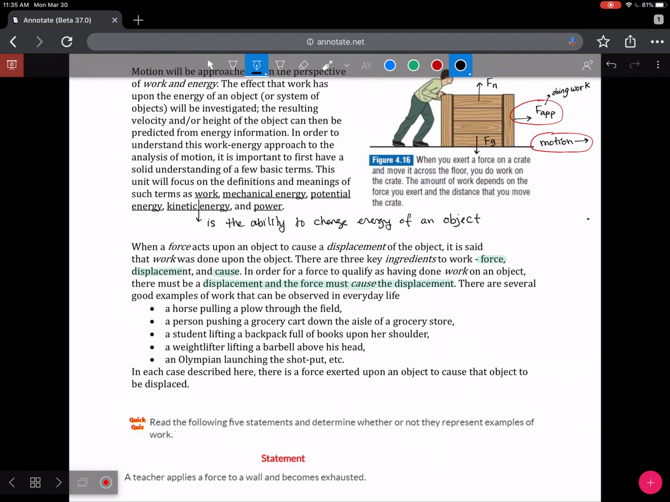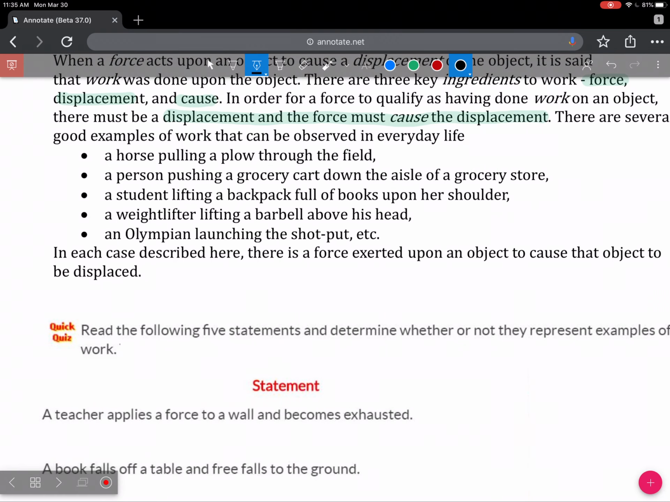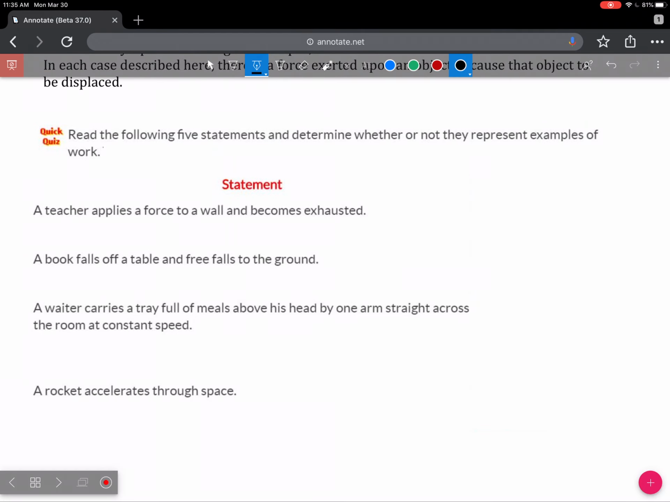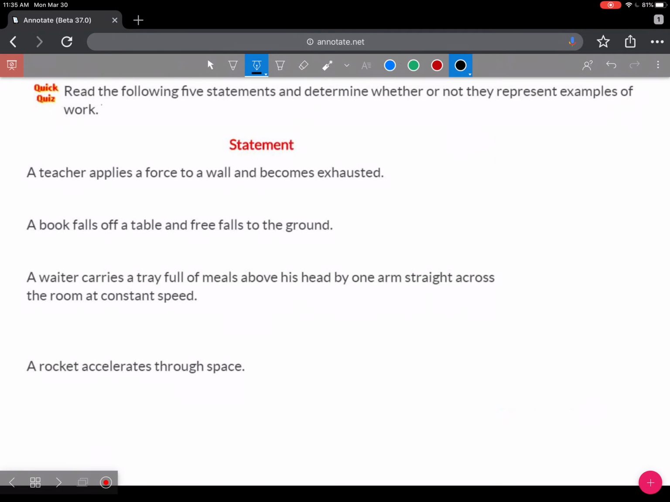Other examples are a horse pulling a plow through a field, a person pushing a grocery cart, a student lifting a backpack, a weightlifter lifting a barbell, an Olympian launching a shot put, etc. In each case described here, there's a force exerted upon an object to cause that object to be displaced. So let's look at these examples and see whether or not they represent examples of work.